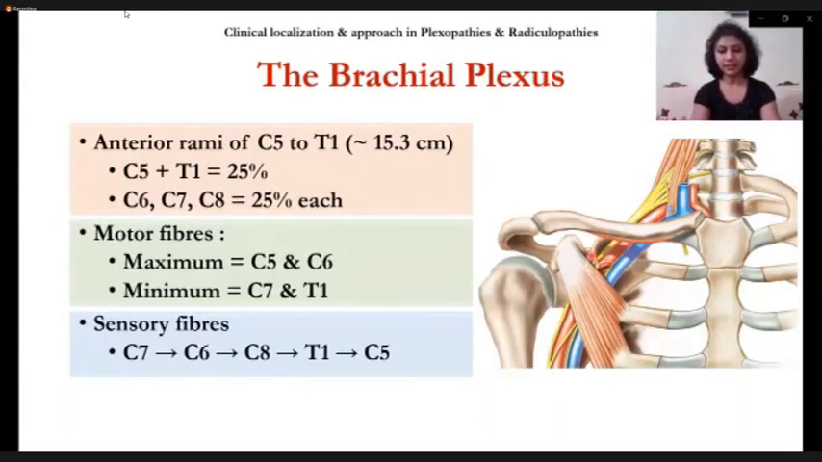It's about 15 centimeters long, and it is formed by the anterior primary rami of C5 to T1 spinal nerves. The relative contribution of each of the roots to the plexus varies. The percentage of the sensory and motor fibers within each root also varies. The largest percentage of motor fibers is found in the C5 and C6 roots, while the largest percentage of sensory fibers is found in the C7 roots.